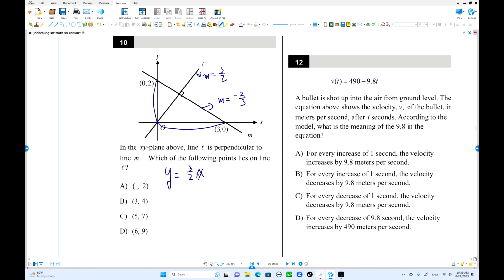So which of the following satisfies the equation? 1, 2 is not working, 3, 4 is not working, 5, 7 is not working, 6, 9 is working, right? 9 equals 3 over 2 times 6. That is true, okay? So choice D is the answer.